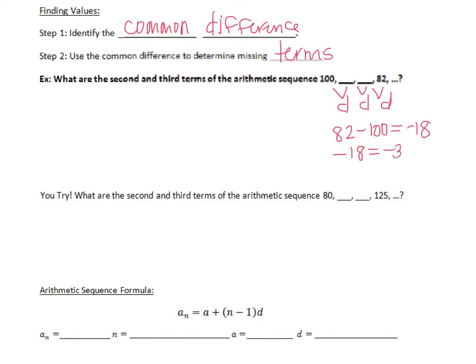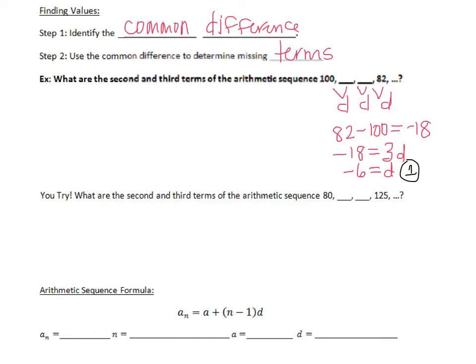I don't know why I wrote negative. Sorry. It is equal to 3D. And to solve for D, we divide by 3. So D is negative 6. So I did my step 1. Identify the common difference. And now I'm going to go to step 2, and I'm going to use this common difference to identify my missing terms.